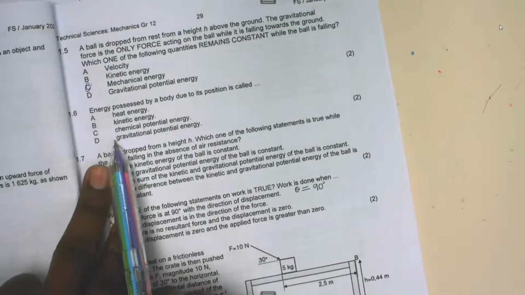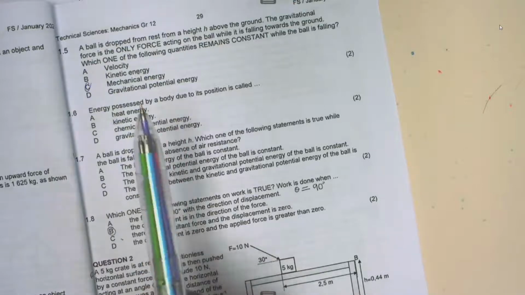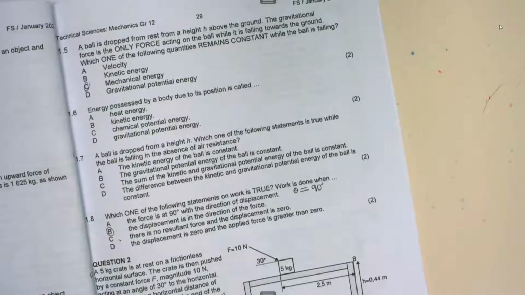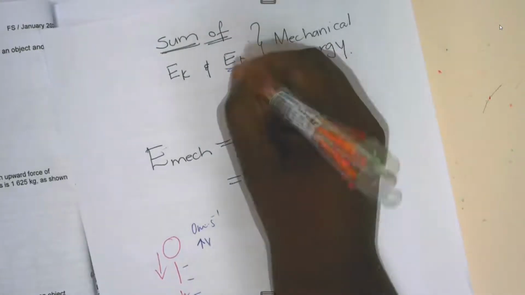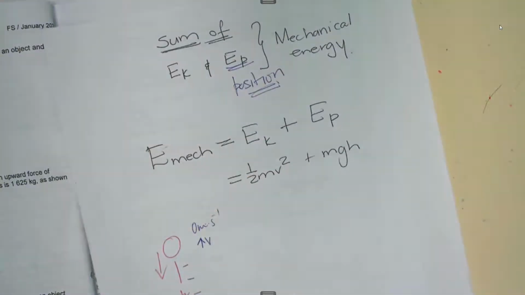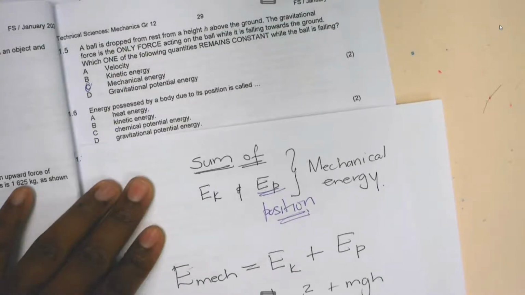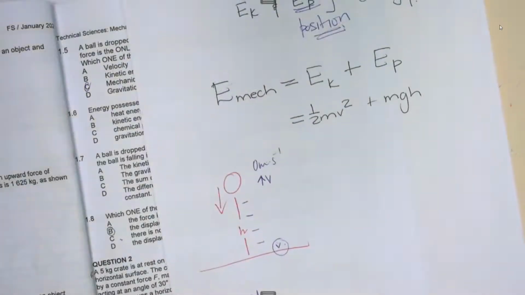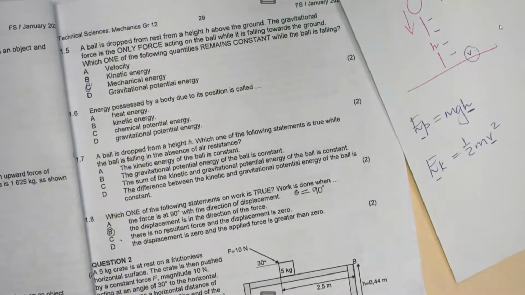1.6, let's look at 1.6. It says energy possessed by a body due to its position. I said when we think about potential energy, you must think position. That means it is your gravitational potential energy. And I think for our multiple choice questions we've done.